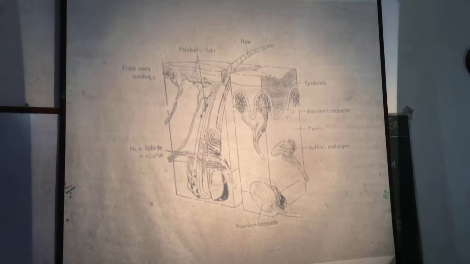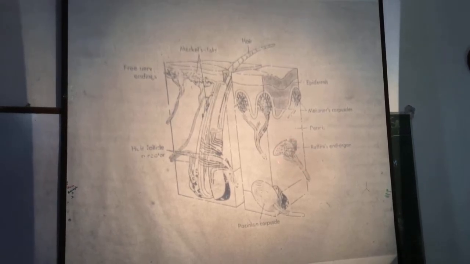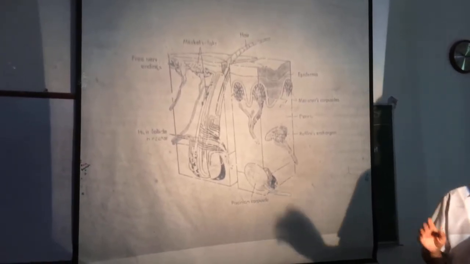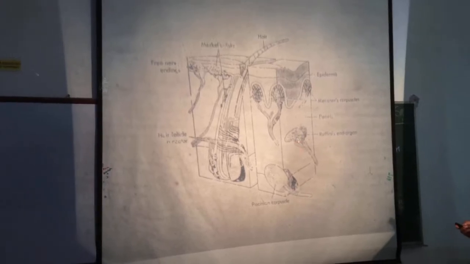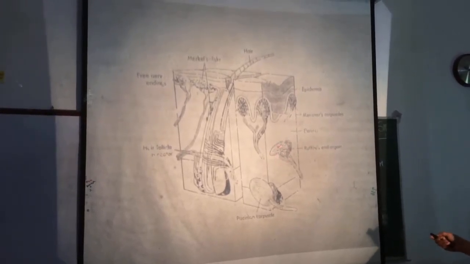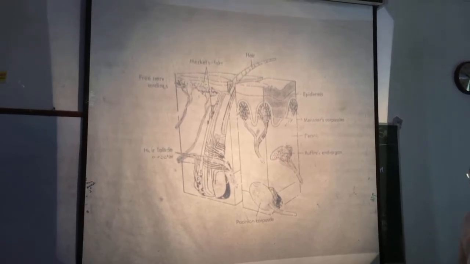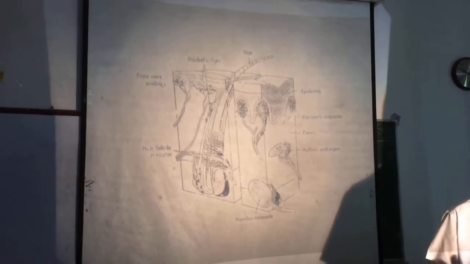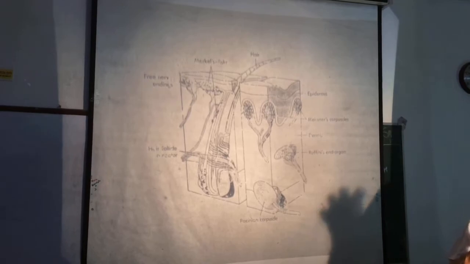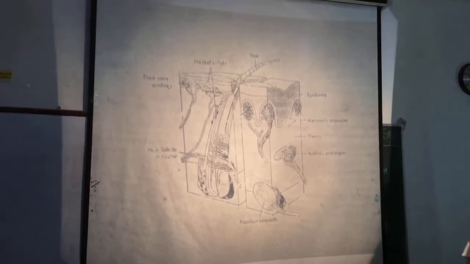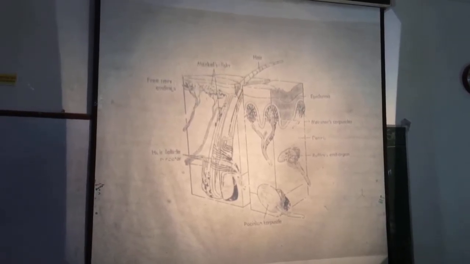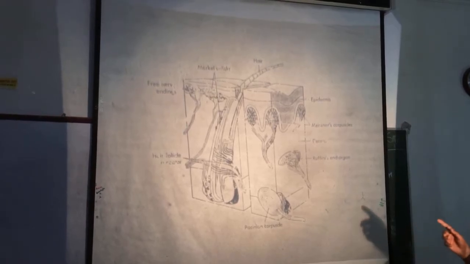The next receptor which is encapsulated is Ruffini's end organ. Ruffini's end organs are present in the dermis of the skin. So these are stimulated when the skin is stretched or heavy pressure is applied on the skin. So stretching of the skin and heavy pressure on the skin stimulate the Ruffini's end organs.